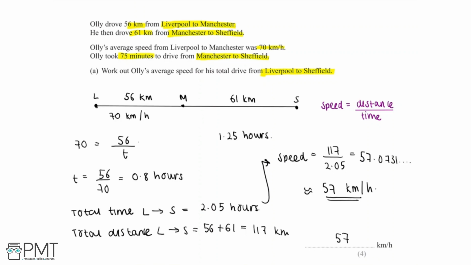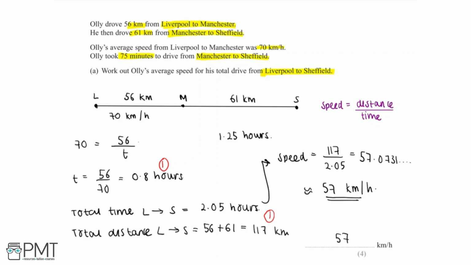Now part A is worth 4 marks, so let's take a look at where we can get these 4 marks. The first mark will be for finding the time taken from Liverpool to Manchester, which we did by doing 56 divided by 70 and getting 0.8 hours. Now the second mark is for a process to find either the total distance or the total time, which we've done over here. We found both the total distance and the total time, which helped us to find our final answer at the end. So that's our second mark.